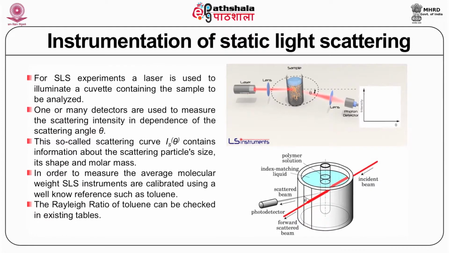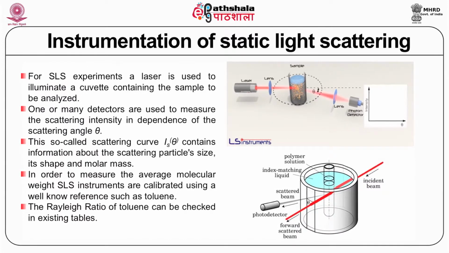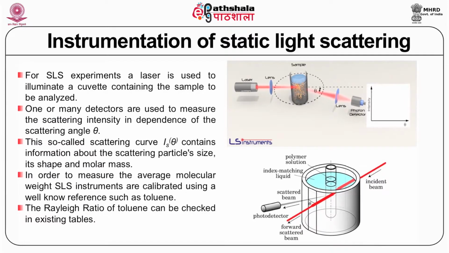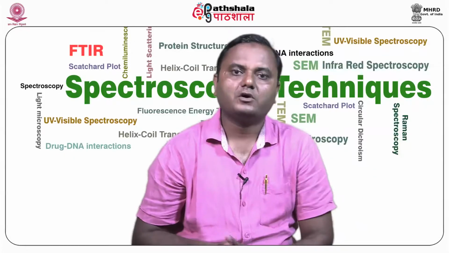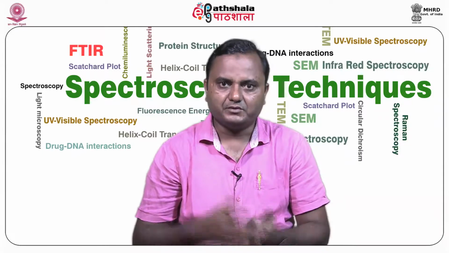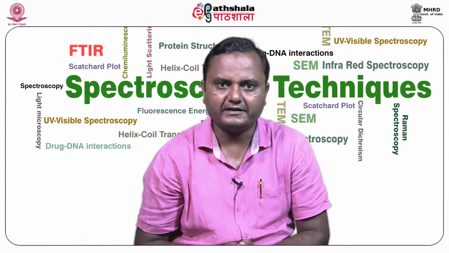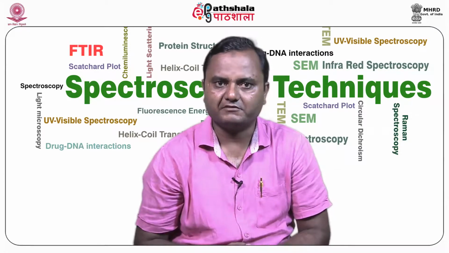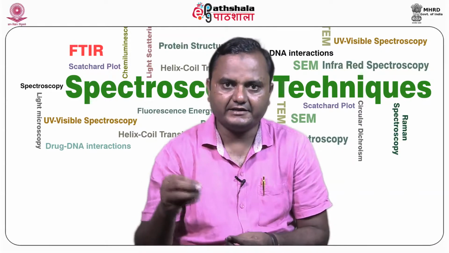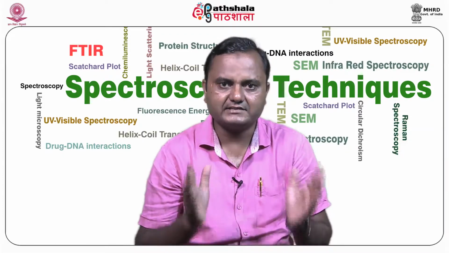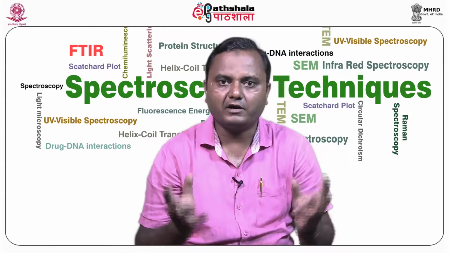In order to measure the average molecular weight, SLS instruments are calibrated using a well-known reference material such as toluene, and the Rayleigh ratio of toluene can be checked in existing tables. Let us talk about the different types of detectors that can be utilized in SLS. The angular dependence affects the intensity of the scattered light, and hence we can calculate the molecular weight. A right angle scattering detector collects the scattered light at 90 degrees and measures the molecular weight with high sensitivity for a sample that scatters light isotropically, that is equally in all directions.